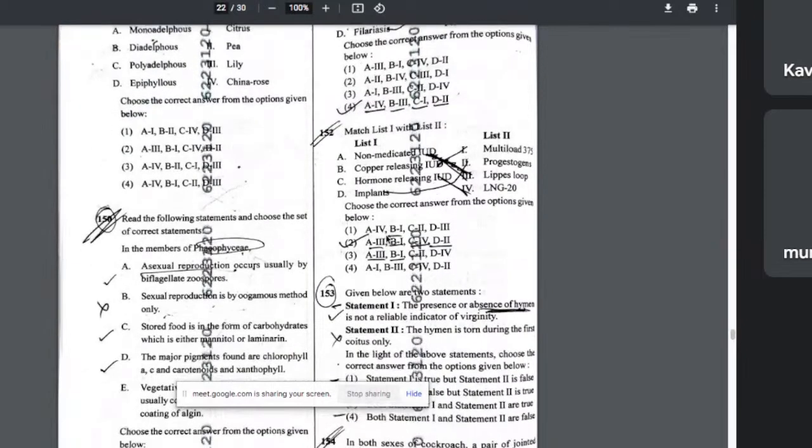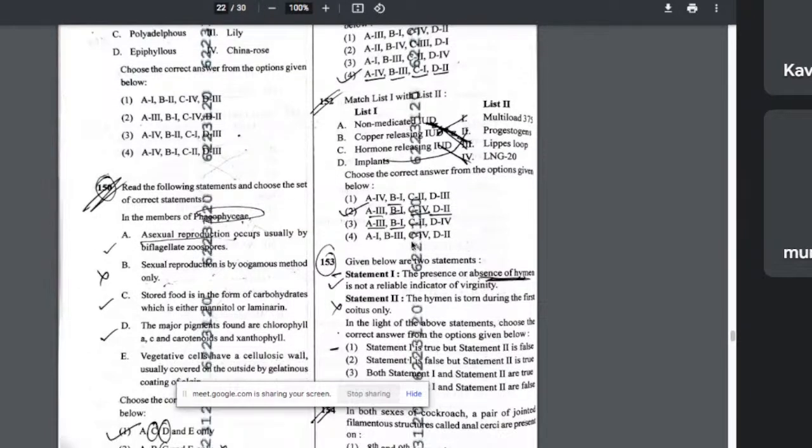The next match the following. Here you have this non-medicated IUD. We should know that the answer for that is liquid fluid. So A3. If you look at the options here, A3 is in two options. Comparing these two, B1 is the same, so you have to determine whether C is 4 or 2. The hormone releasing IUD is LNG20. So the answer should be 2, which is A3, B1, C4 and D. So that would be the correct option.